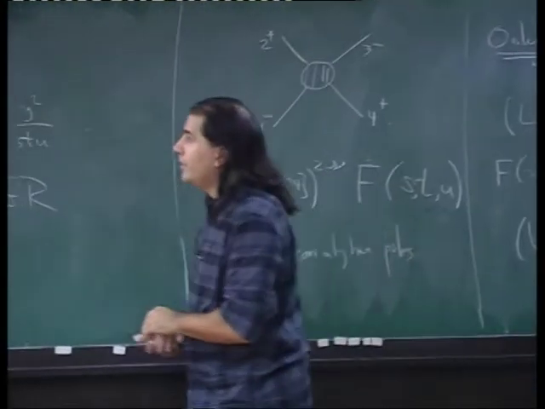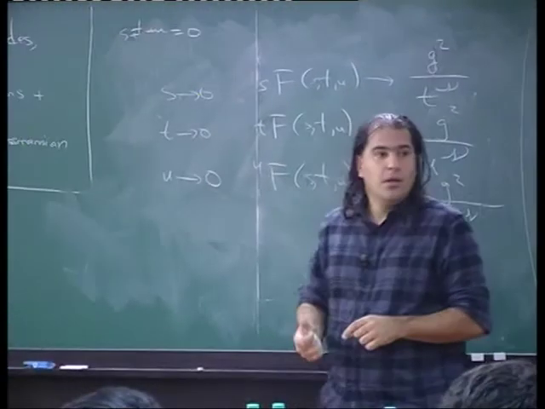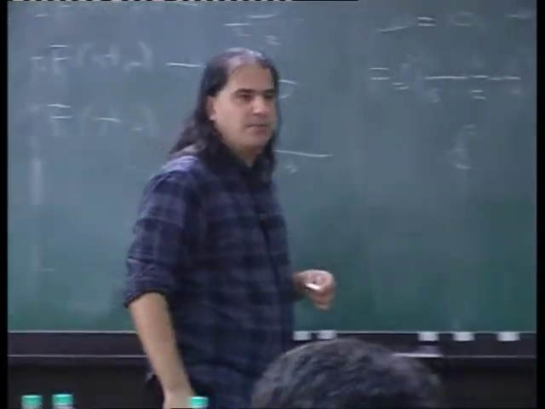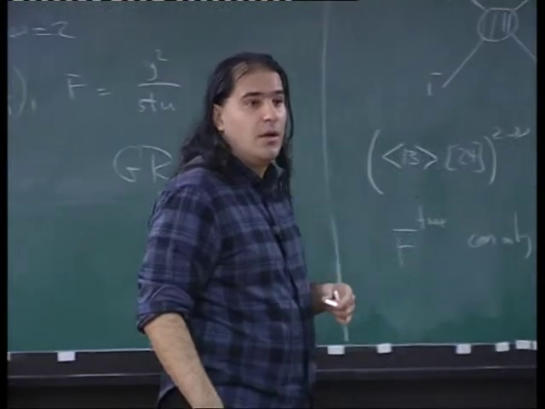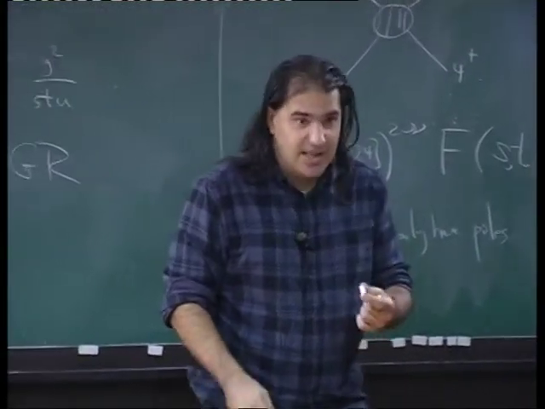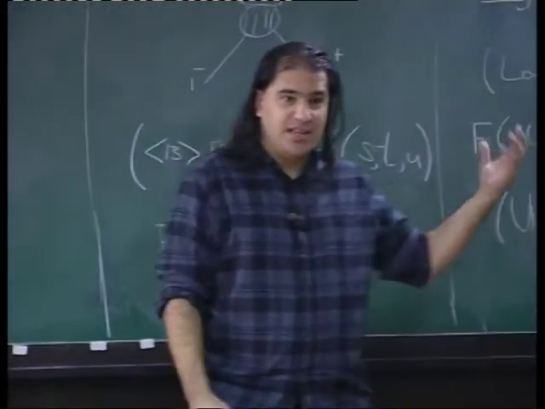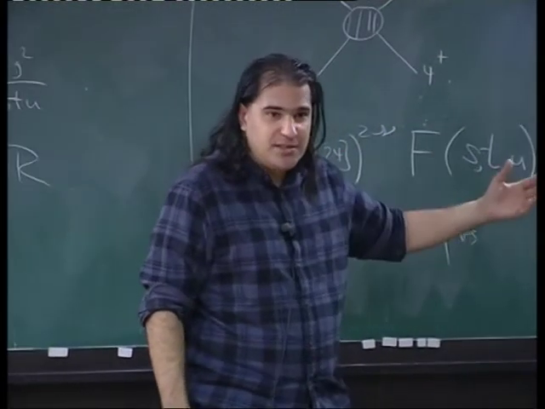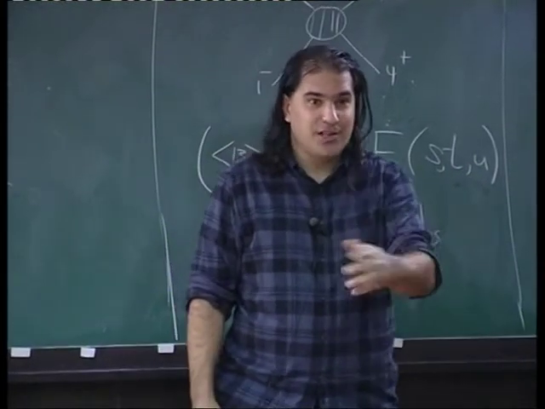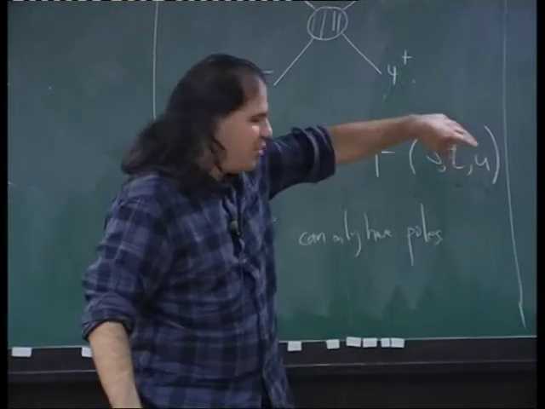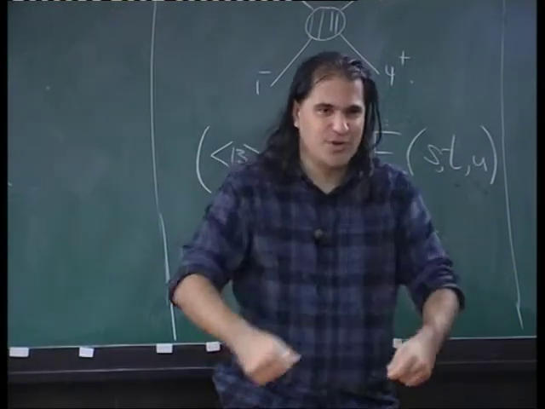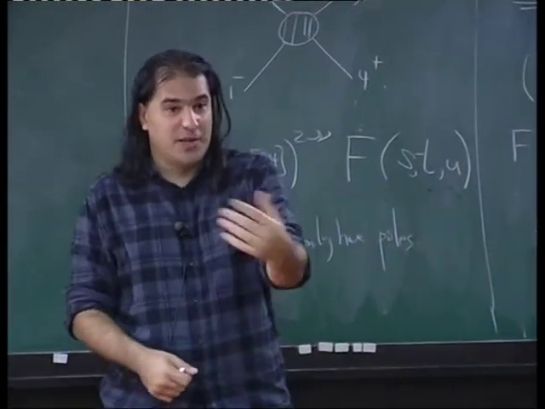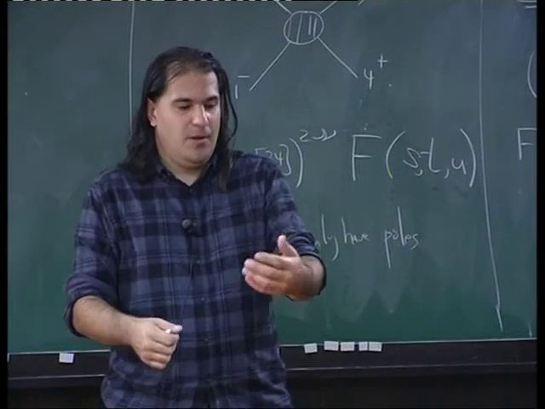Yeah, there are just no poles. That's right. Exactly. So what I'm saying is that there's pieces of the amplitude that aren't polynomials in the first approximation, but they're the most leading ones. The most leading ones that have to be there because of the presence of the three-point ones.